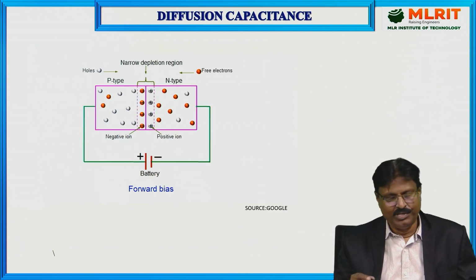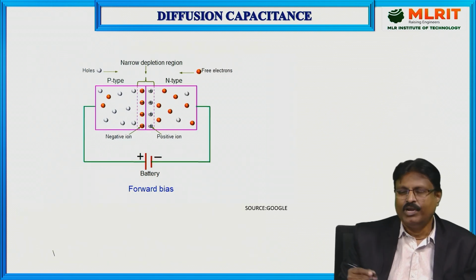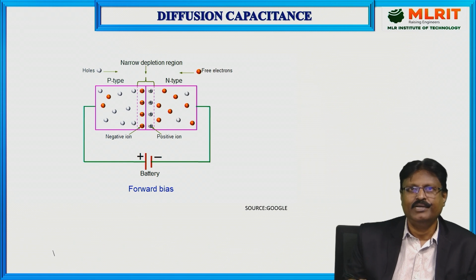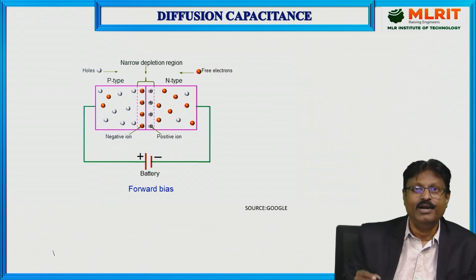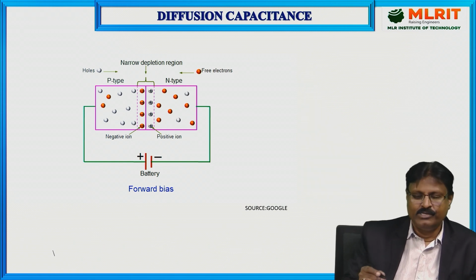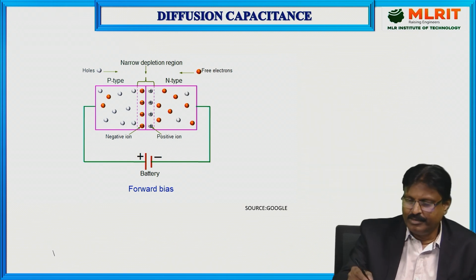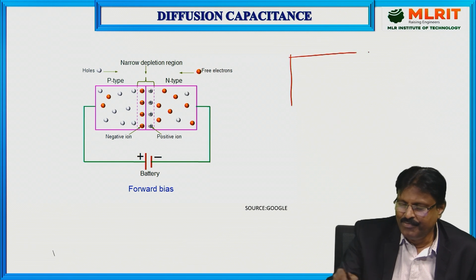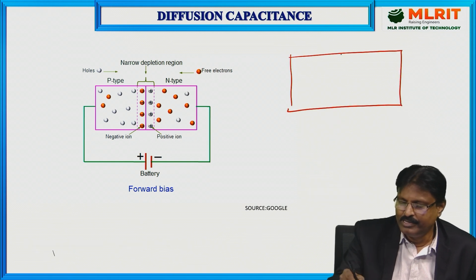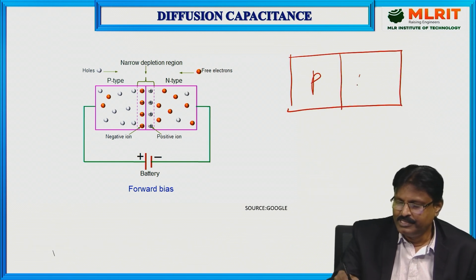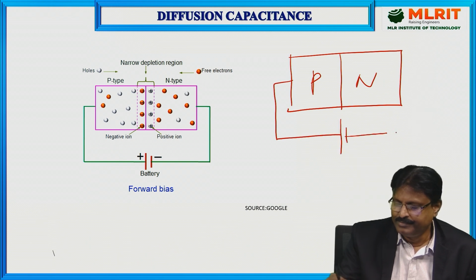Let us move to the next topic. One more capacitive effect is exhibited in the PN junction diode under forward bias. That particular capacitance is called the diffusion capacitance. Here our diode is forward biased. This is a PN diode, and here I am applying a forward biasing voltage.